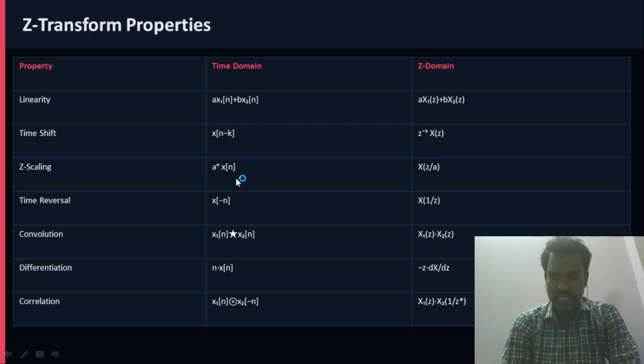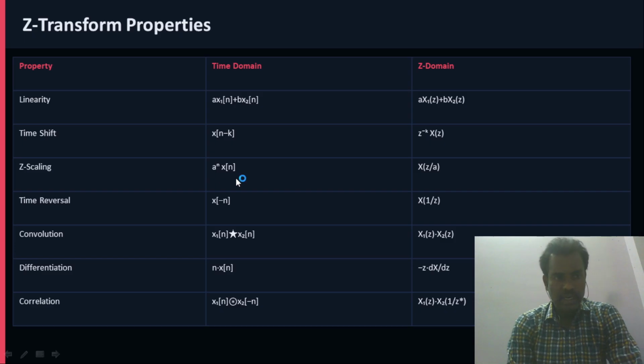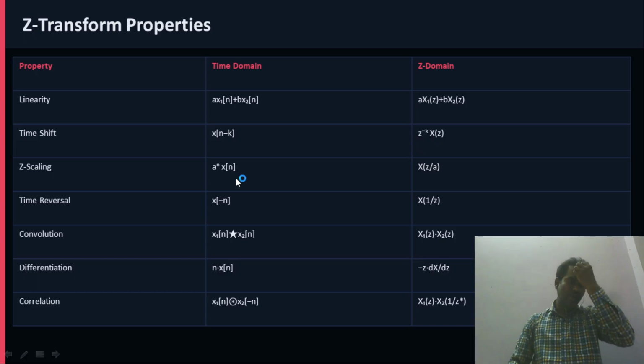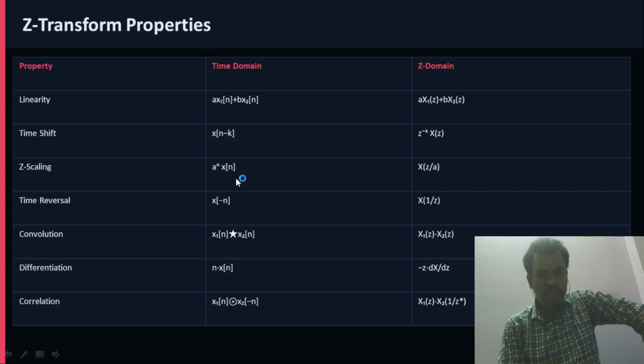And time reversal. When we reverse the sequence or the signal, then the X of z will again be scaled, so X of 1 by z. Similarly, convolution: when you do convolution in one domain, it is multiplication in the other domain. So x1 of n convolution with x2 of n is nothing but the multiplication of its spectra, x1 of z into x2 of z.